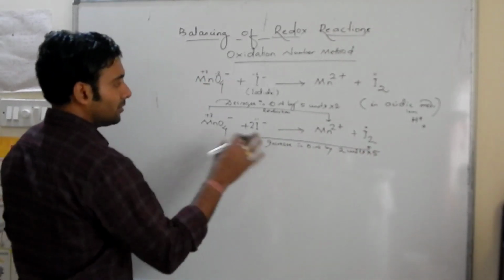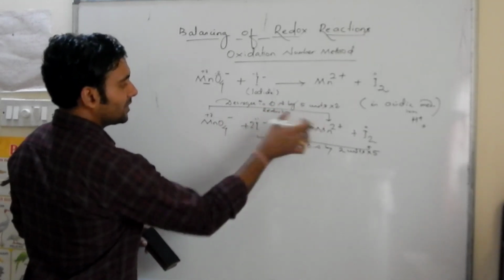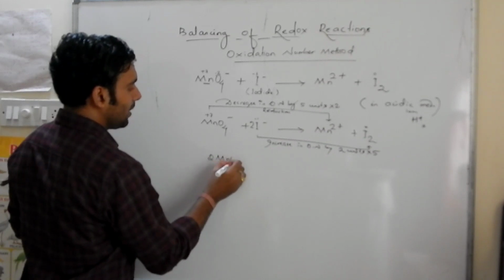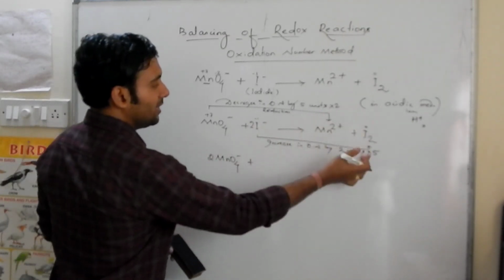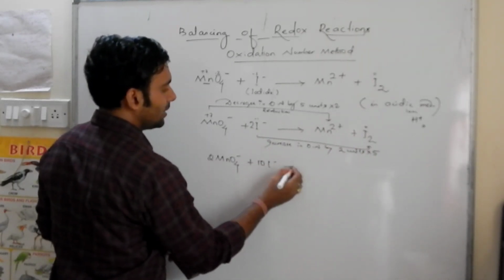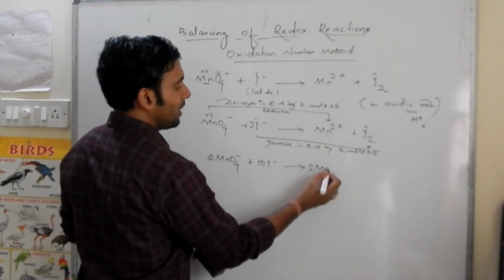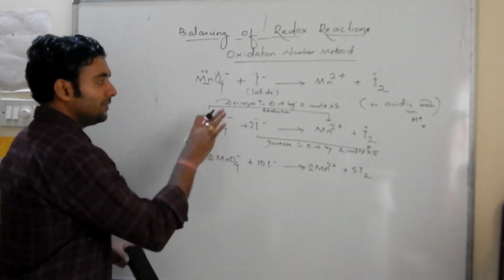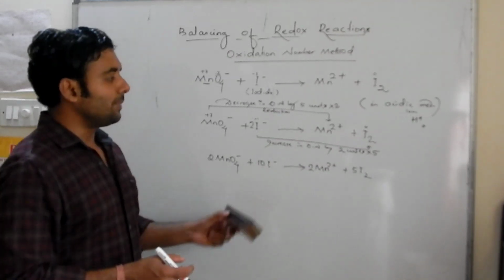Now write down the next step. This conversion is multiplied by 2, so it can be written as 2 permanganate ion plus, for the conversion of iodide to iodine multiplied by 5, 10 iodide ion, changes to 2 Mn2+ and 5 I2. So in the first step, we have balanced the electrons.